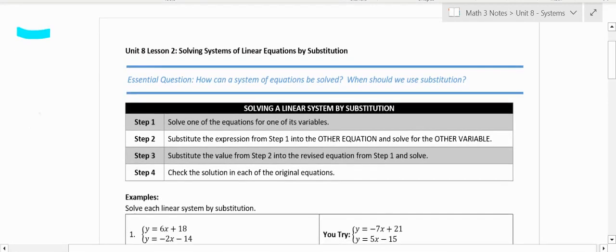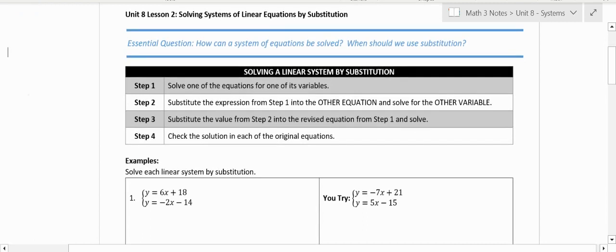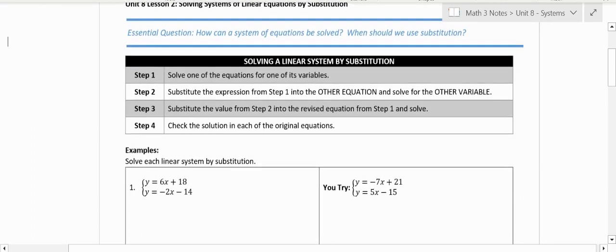This is the video for Unit 8, Lesson 2, Solving Systems of Linear Equations by Substitution. The goal we're going to have today is simply solving linear equations using our second method, substitution. This is a review of a skill that you learned back in Math 1 that we're going to see come up in this unit a few different times.